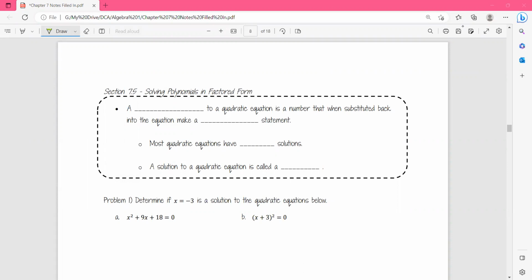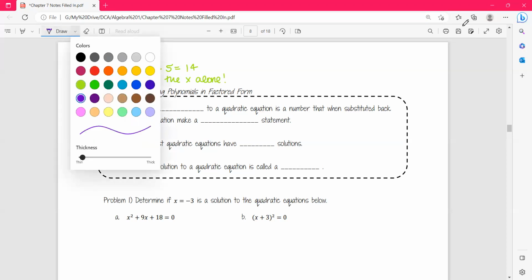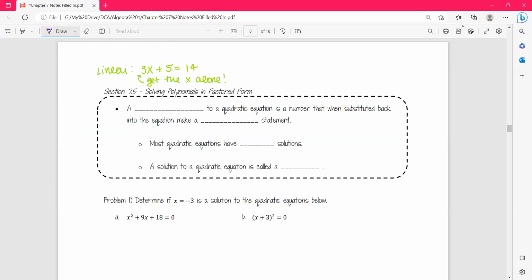So we have solved linear equations, right? Linear equations, that's just something where you get the x on one side, right? So if we just do a quick recap, remember a linear equation would be like 3x plus 5 equals 14. And you would just get the x alone, right? Because there's only one x value, and that's kind of the big thing here.